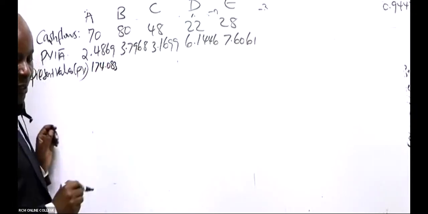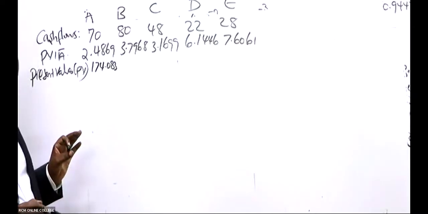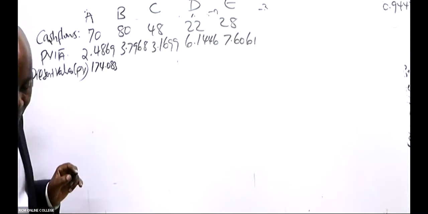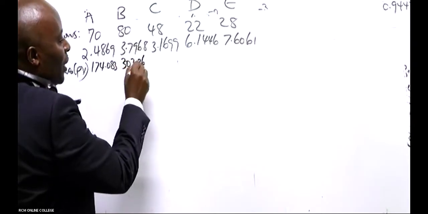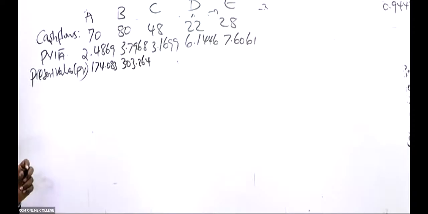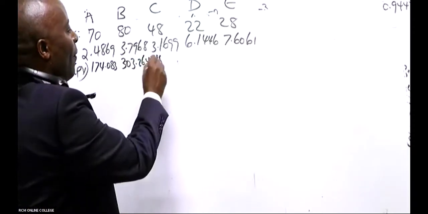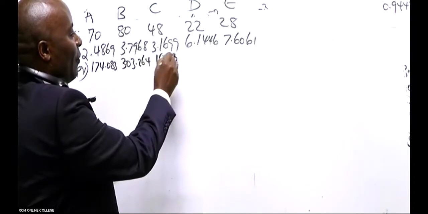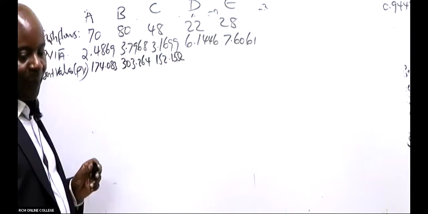$174.083. Thank you very much. And then B from Kelby, we have 303.264. Go to C. Thank you so much, Kelby. What do you have for C? 152.1552. Yes. Thank you so much.